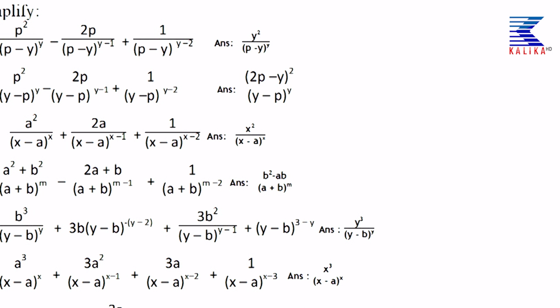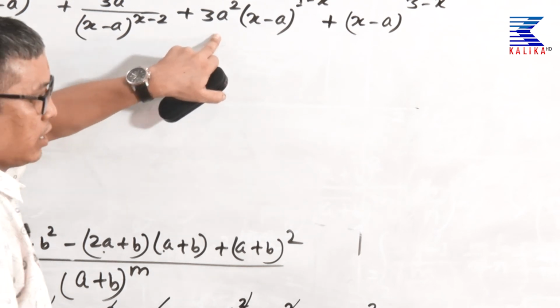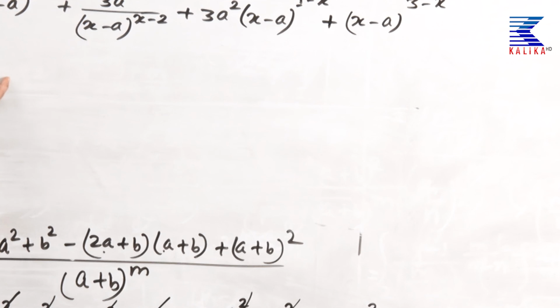a cube (x minus a) to the power minus x, plus 3a upon (x minus a)(x minus 2), plus 3a square (x minus a) to the power 1 minus x, plus (x minus a) to the power 3 minus x, okay. a cube (x minus a) to the power minus x, 3a by x minus 2, 3a square (x minus a) to the power 1 minus x plus (x minus a) to the power 3 minus x, okay, is equal to a cube upon (x minus a) to the power x. Any confusion here?